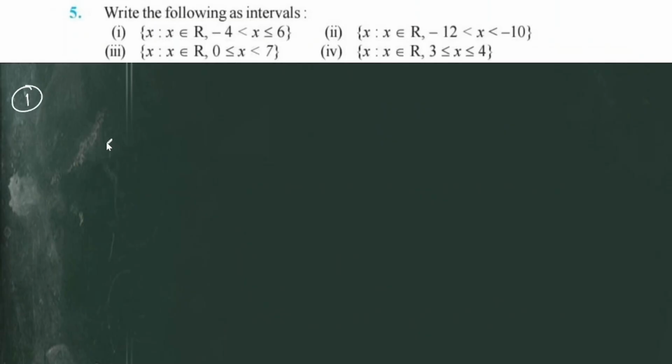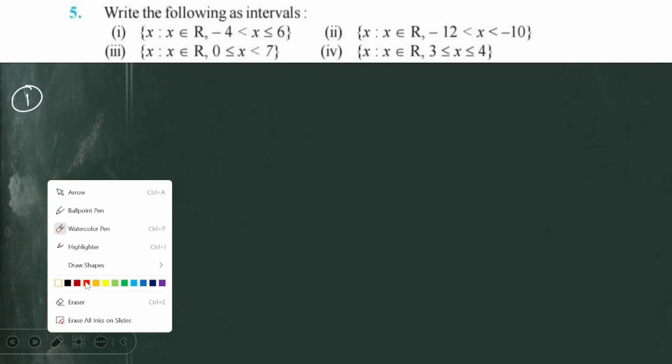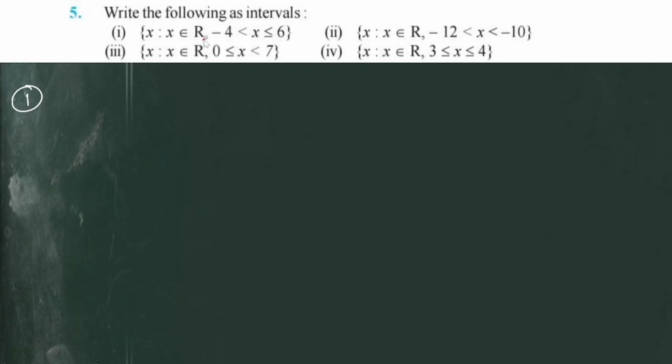For question number 5 of exercise 1.3, write the following as intervals. So in set builder form you are given, and we have to write the intervals. So see here, x such that -4 less than x less than or equal to 6 means open and closed. So in interval we will write (-4, 6].